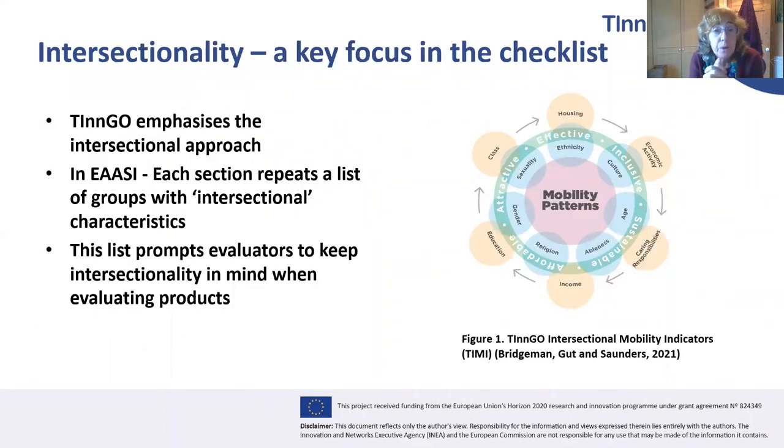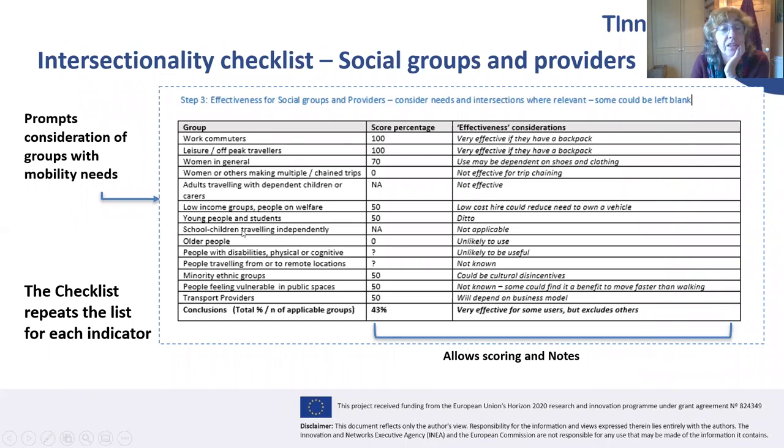There's another stage that we have included in this checklist, and that's about intersectionality. It's a key focus in the checklist. You'll have seen this Timmy wheel before in some of the other presentations. It's another tool that has been developed, and that could even be used in companion with this. But in EASI, each section in the tool repeats a list of groups that have intersectional characteristics. In doing that, it prompts evaluators to keep intersectionality in mind throughout the evaluation. So here's the intersectionality part of the checklist, and we do this for each indicator.